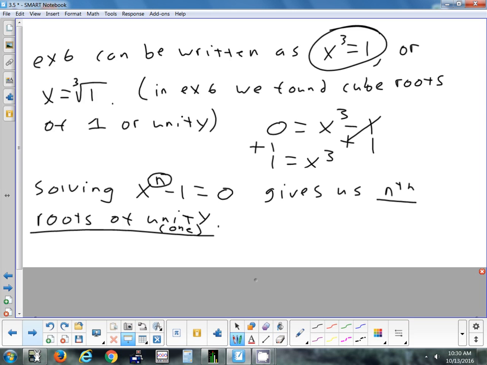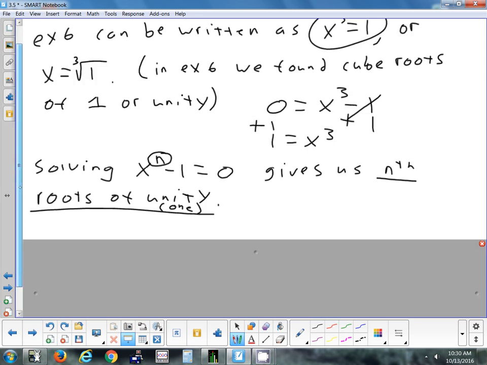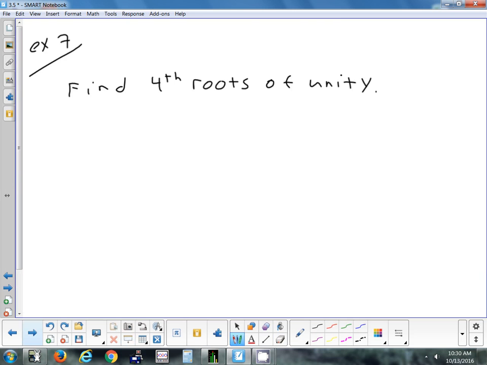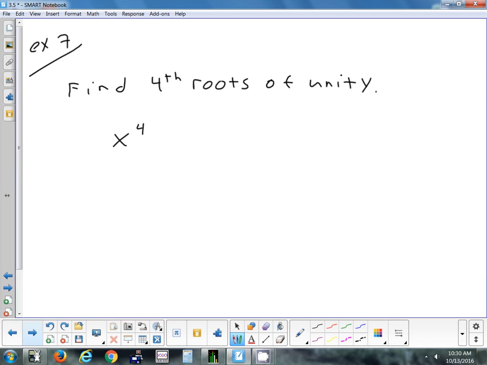We're going to do one a little simpler, the 4th roots of 1. So let's try that. First thing I've got to do is set up my equation. X to the root I want to find, minus 1, equals 0. So x to the 4th minus 1 equals 0. Now you could add 1 to each side and then take the 4th root, but the problem is that's only going to give you one of the 4 answers.